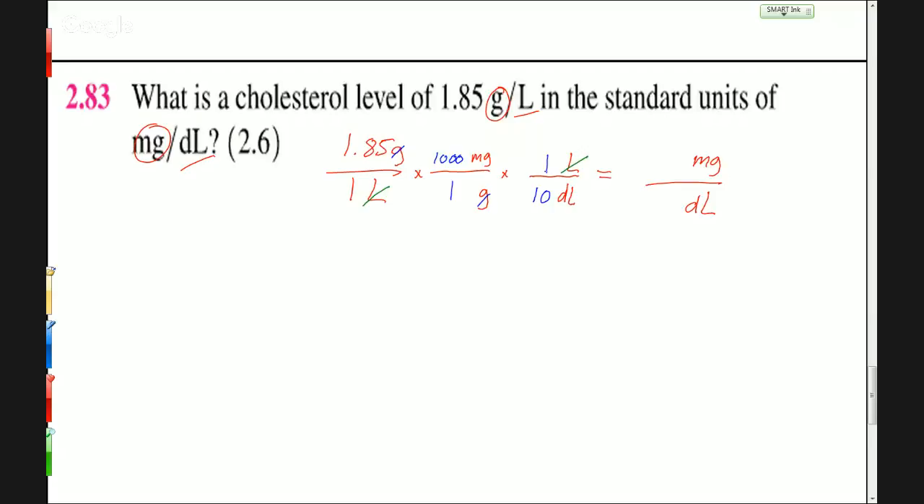Okay. So we evaluate that out, 1.85 times 1,000, and then divided by 10 tells us that the final answer will be 185 milligrams in 1 deciliter. So 185 milligrams per deciliter.